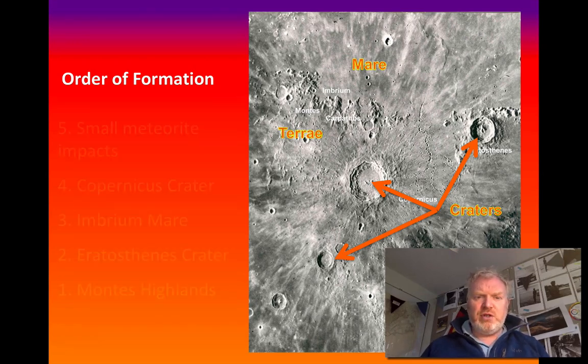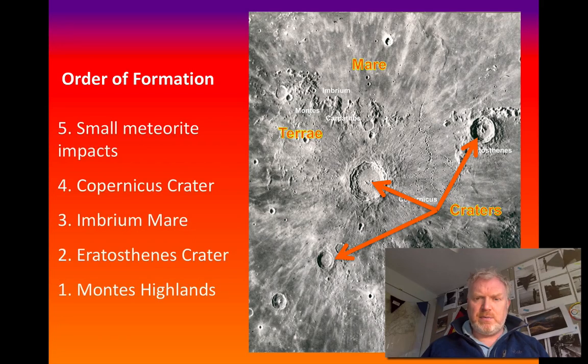The order of formation is this. The Montes Highlands, the terrae, must be the oldest thing. Everything else either impacts or cuts into that. Secondly, we have Eratosthenes. This crater clearly impacted into the terrae, but any rays from Eratosthenes, and it is quite a big crater, have been covered up. They're not apparent.